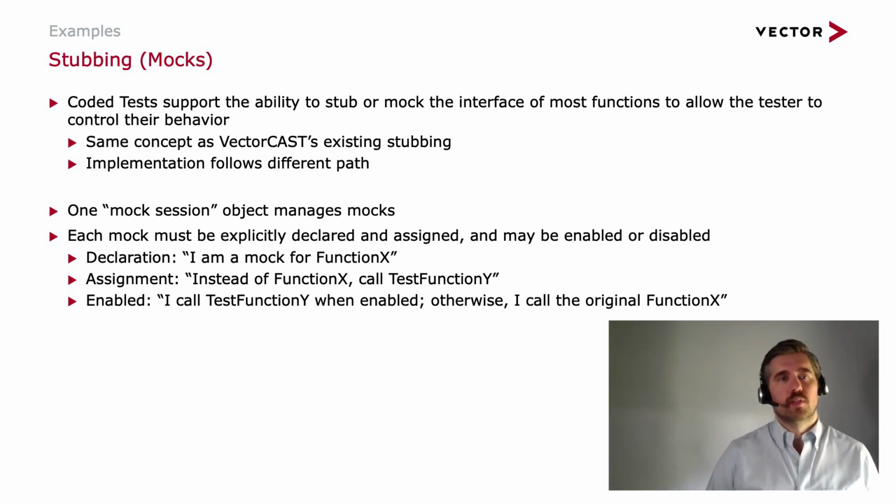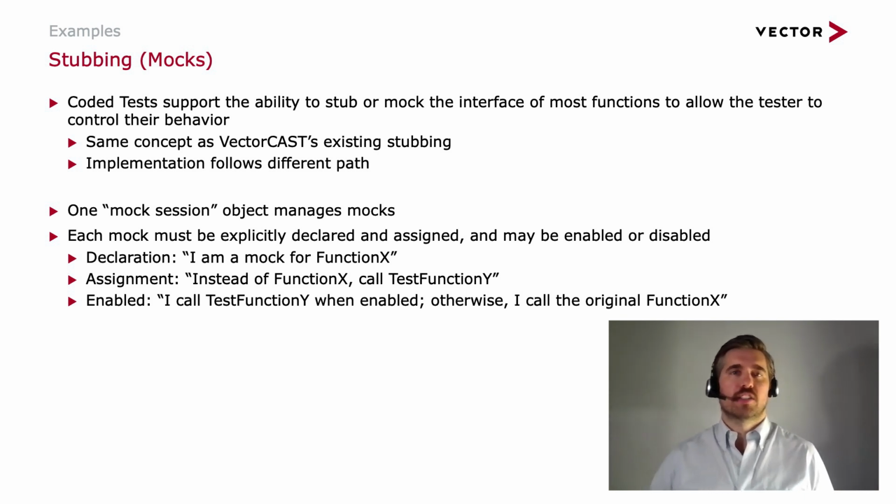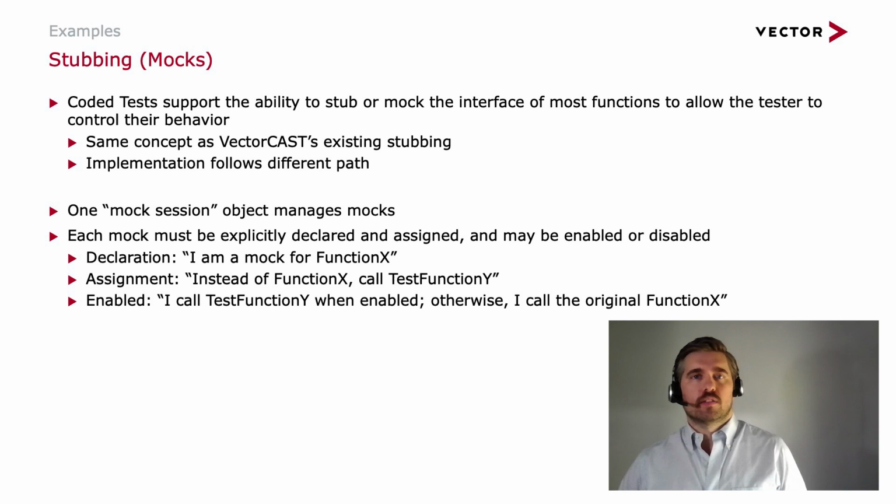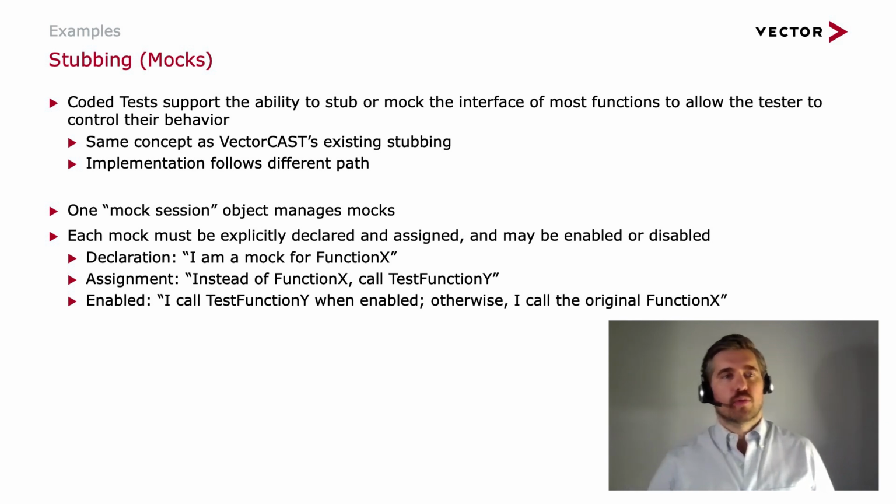So VectorCAST has always supported stubbing, and it has always allowed you to write user code expected values inside those objects, which encapsulates mocking behavior. So we take a very similar approach here. We have the ability to do the same sort of work with the coded tests mock objects. However, the implementation is slightly different. In coded tests, you will create a mock session object, and that will manage the lifetime of all the mocks you create for that session.